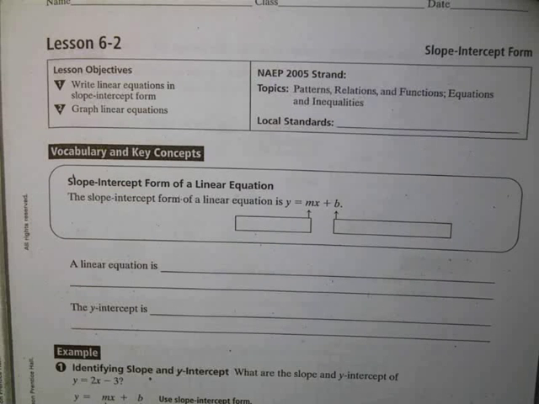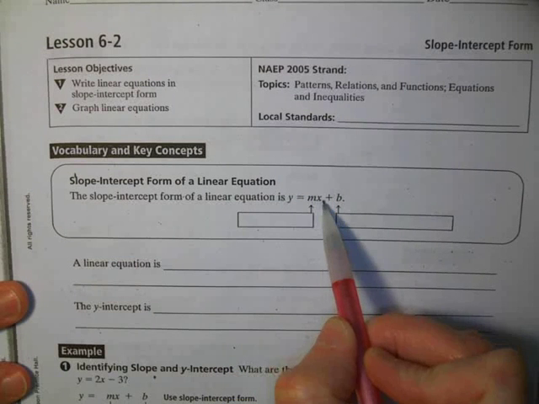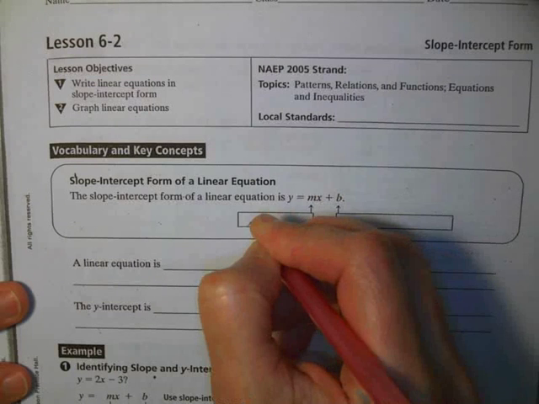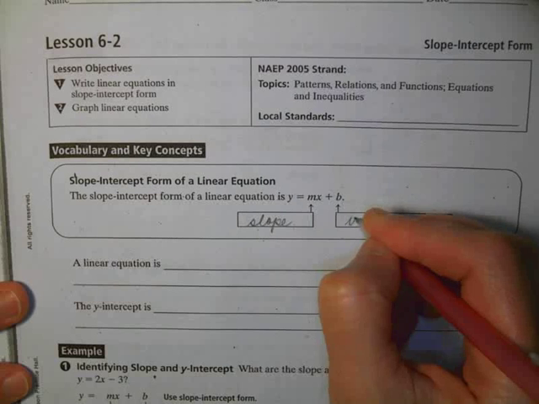This is for Algebra Lesson 6-2, slope-intercept form. We're going to write linear equations in slope-intercept form and graph linear equations. Okay, so here we go. Slope-intercept form of a linear equation is y equals mx plus b, where m represents the slope and the b is the y-intercept.